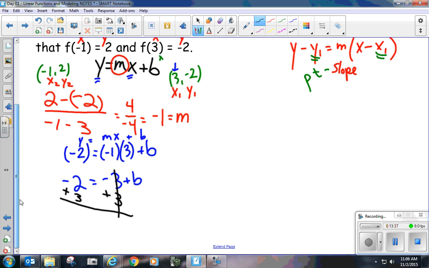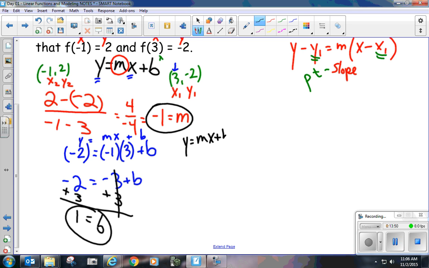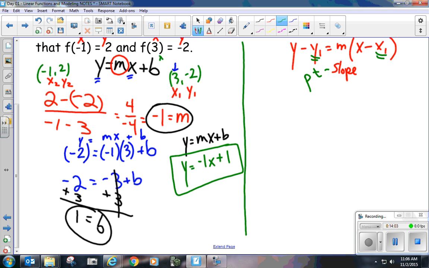I get 1 equals b. So now I have my b value, I have my m value. I just plug them in and that's my equation. So if y equals mx plus b, I say y equals, my m is negative 1 times x plus b, which is 1. There you go. That is integrated algebra stuff.